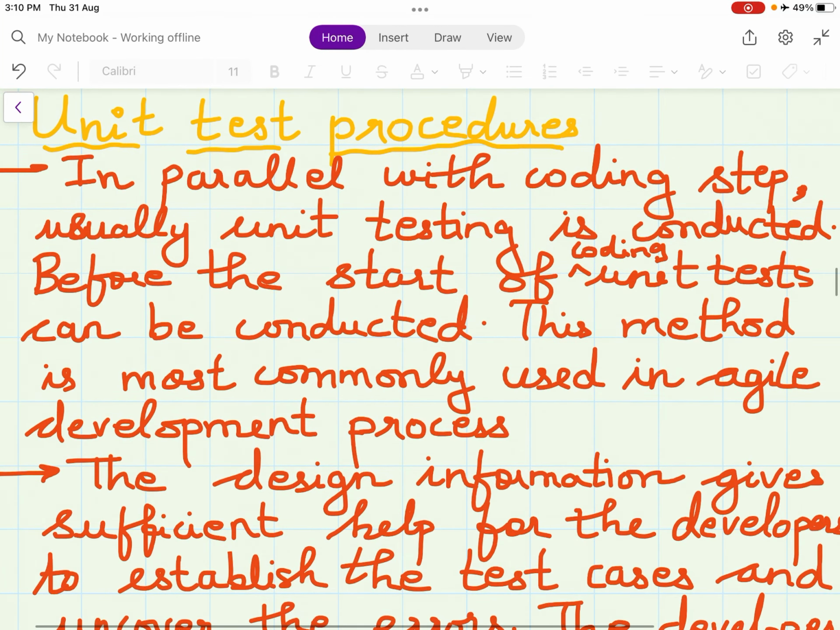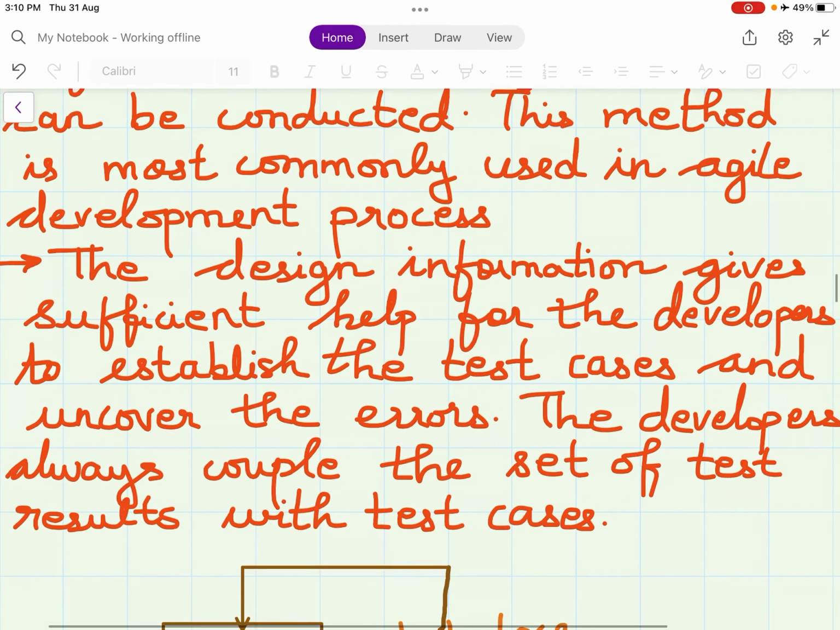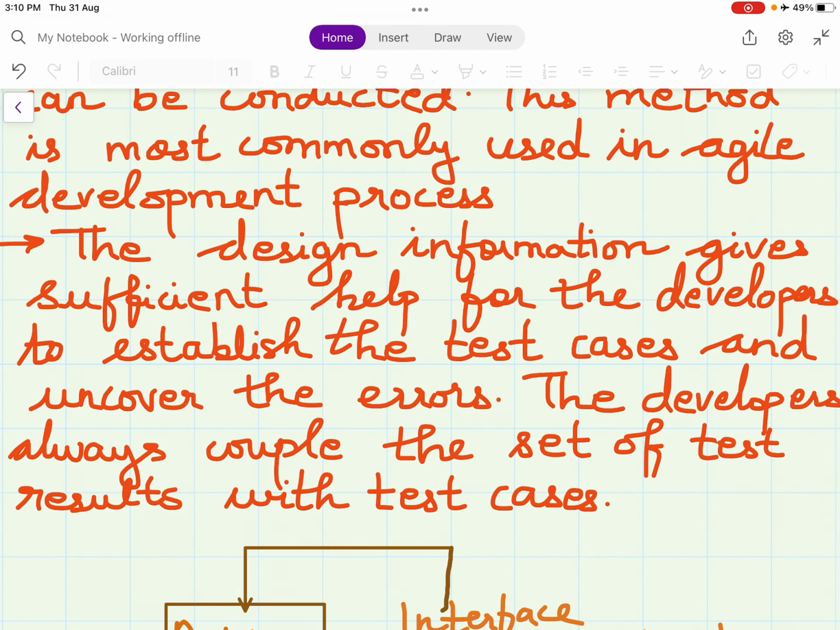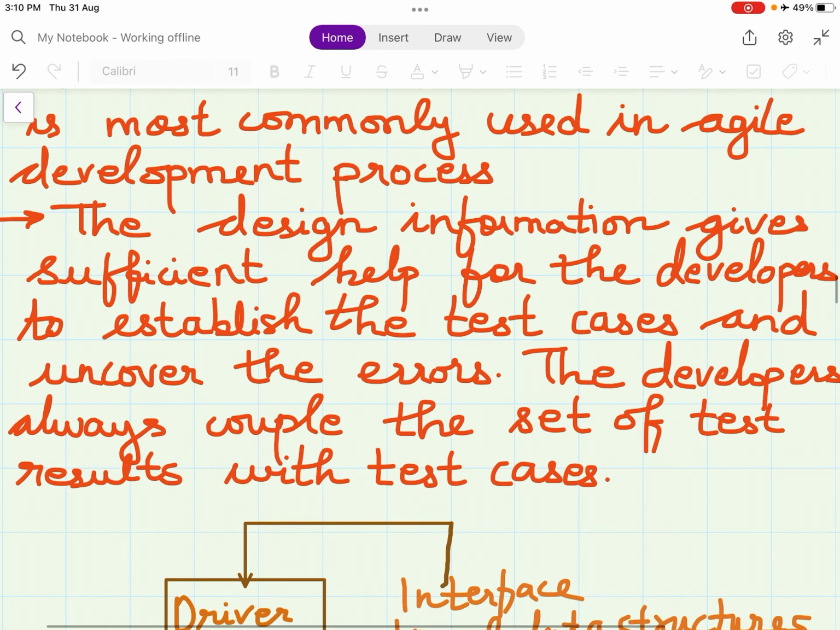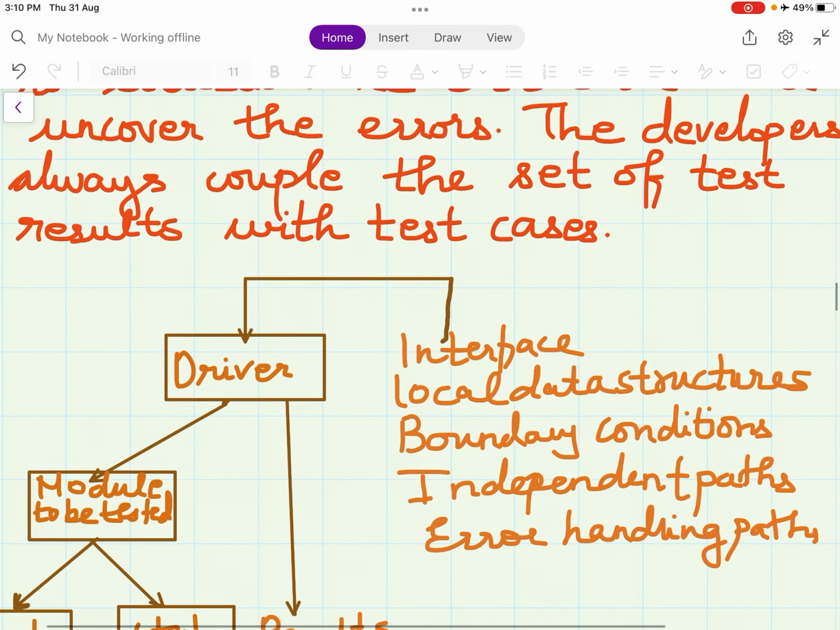Unit test procedures. Usually, unit testing is conducted in parallel with the coding steps. Before the start of coding, unit tests can also be conducted. This method is mostly used in the agile development process. The design information gives sufficient help for developers to establish the test cases and uncover errors. The developers always couple the set of test results with the test cases.